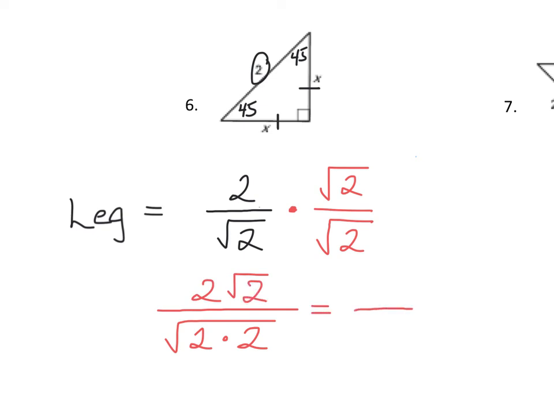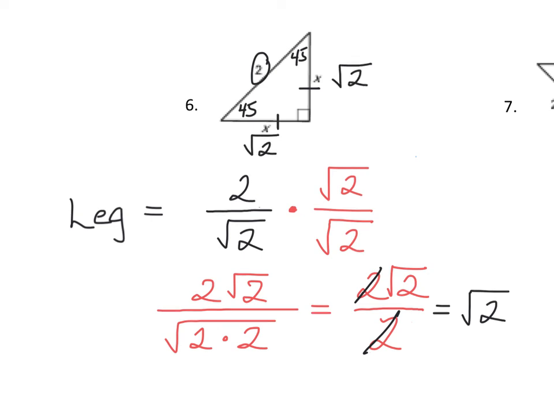But now in my denominator, I'm going to end up with radical 4. Well, the square root of 4 is actually going to change to 2. And in my numerator, I have 2 radical 2. Now, once again, it looks like something can cancel out here. The 2 in front of the radical and the 2 in my denominator cancel out, which just leaves me with radical 2. So the length of each of my legs, the value of x, is radical 2.